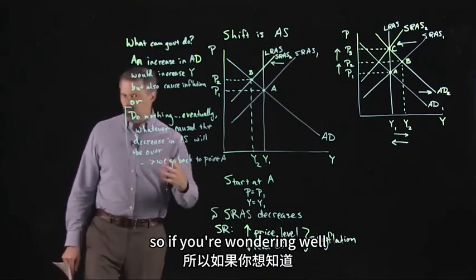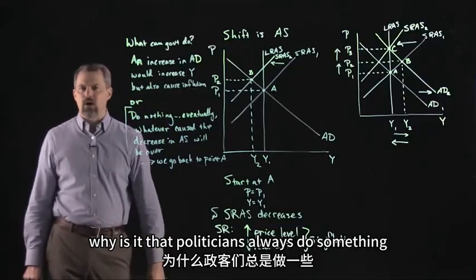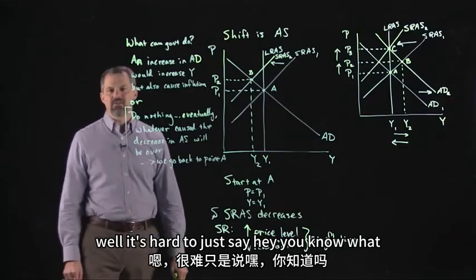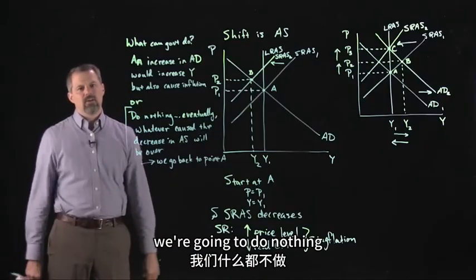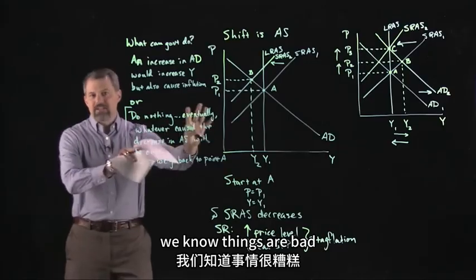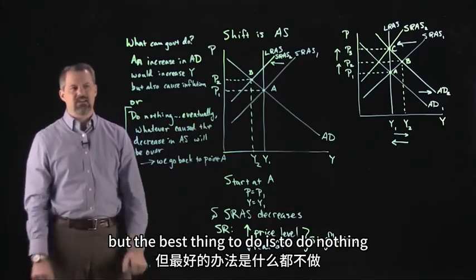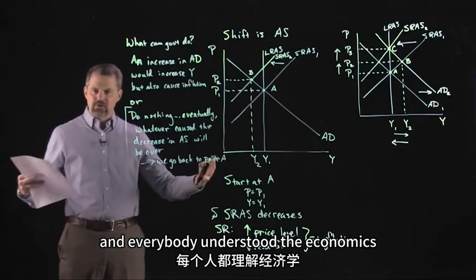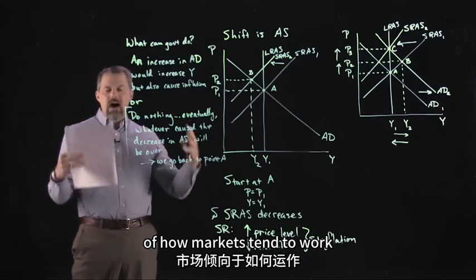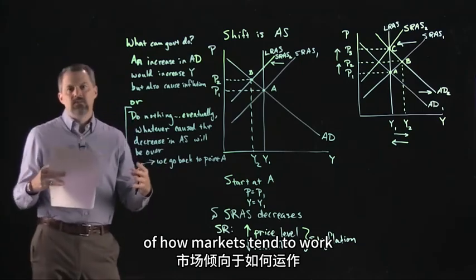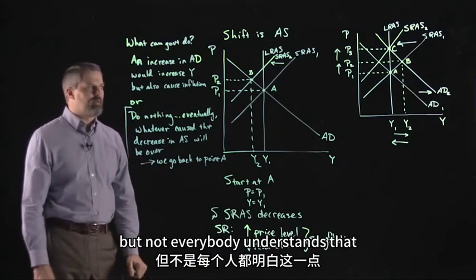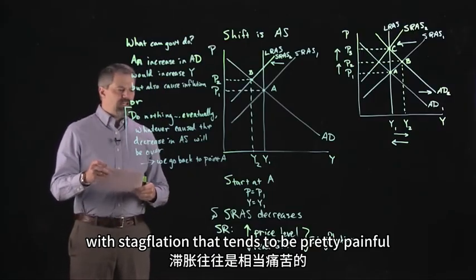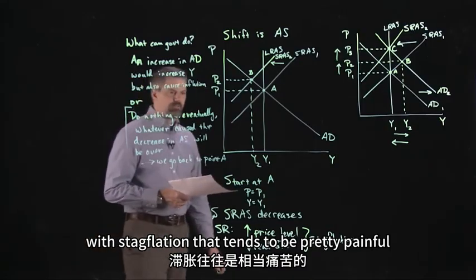So if you're wondering, well, why is it that politicians always do something when doing nothing might be the best thing? Well, it's hard to just say, hey, you know what, we're going to do nothing. We know things are bad, but the best thing to do is to do nothing. If everybody had had an economics class and everybody understood the economics of how markets tend to work, then that might be an easier sell, but not everybody understands that. So with stagflation, that tends to be pretty painful.